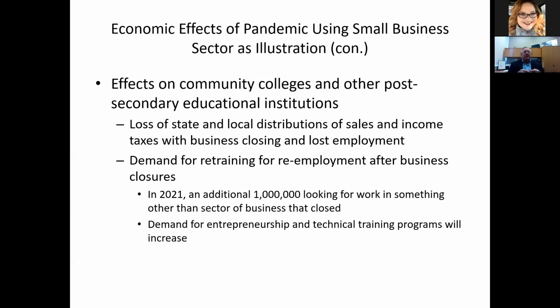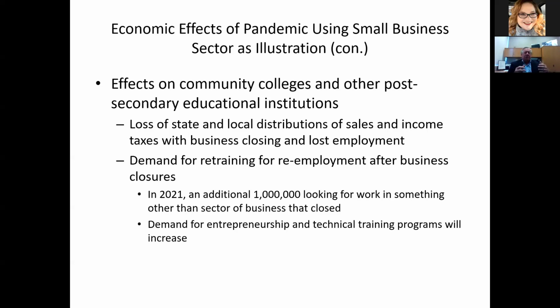There is going to be a significant demand for retraining, for reemployment as a result of these business closures. In 2021, there will be an estimate of 1 million additional persons looking for a new job. Some will drop out of the labor force. Some will go back to being stay-at-home parents. But a significant percentage of that 1 million are going to want to and need to go back to work. But the problem is, take the typical waitress or waitstaff who's been working at an Applebee's. The job is gone.